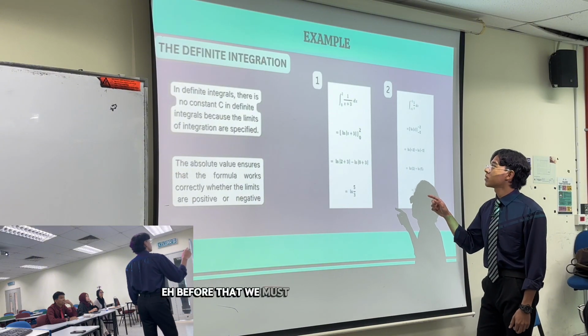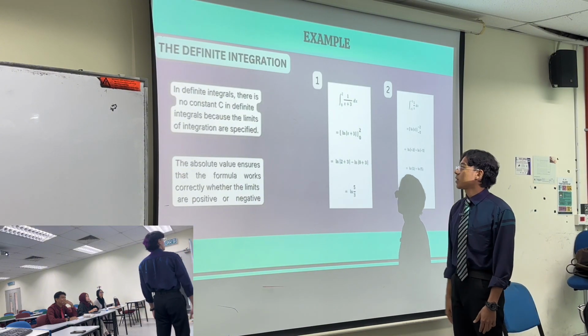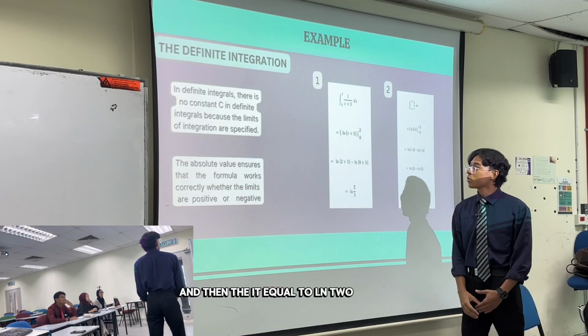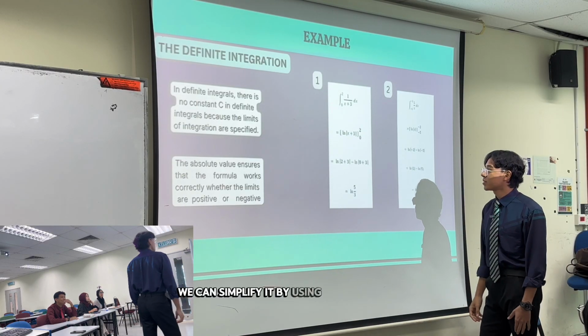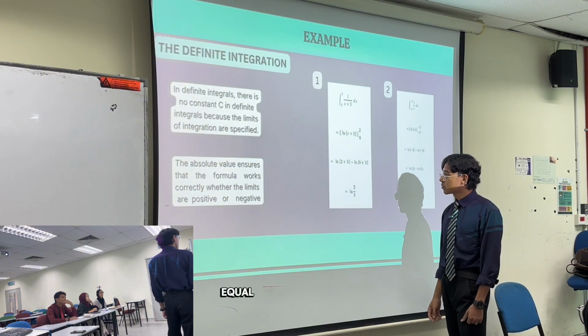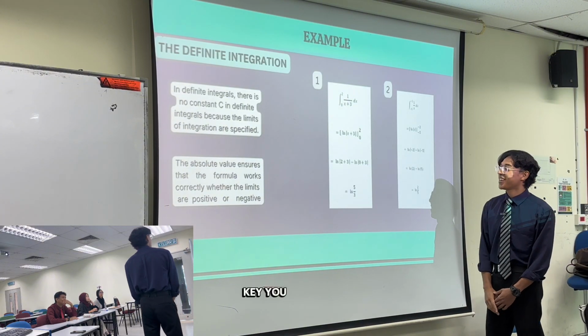Before that, we must substitute the value of x. And then it is equal to ln of absolute value of 2 plus 3 minus ln of absolute value of 0 plus 3. And the final answer, we can simplify it by using logarithm rules, equal to ln 5 over 3. Okay, you guys get it?